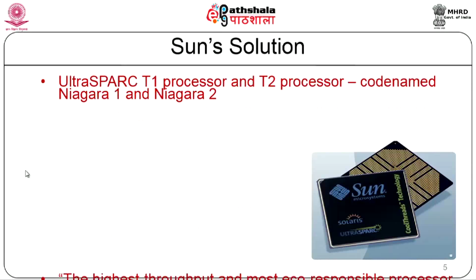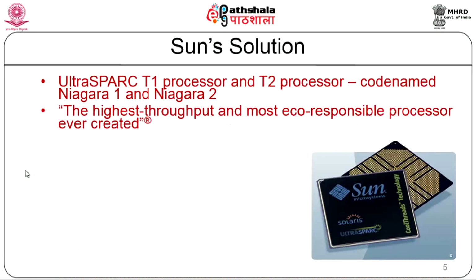The Sun solution for these requirements was the UltraSPARC T1 processor and the UltraSPARC T2 processor, which were codenamed Niagara 1 and Niagara 2. According to Sun of those days, this was the highest throughput and most eco-responsible processor ever created. Eco-responsible because they were also looking at reduction in power consumption, which is definitely more eco-friendly.